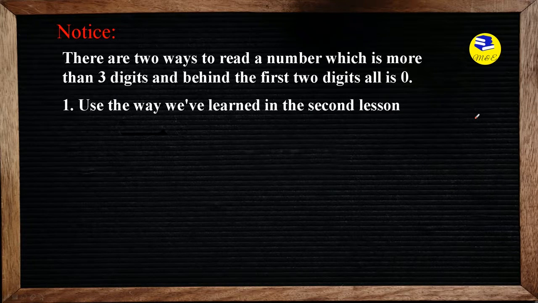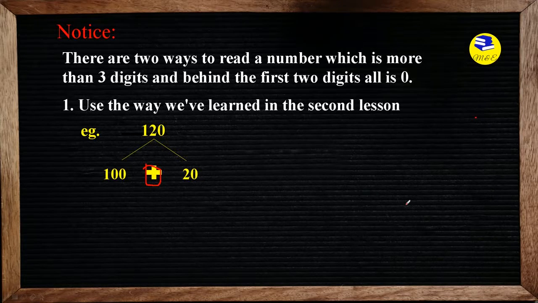Let's see. The first way is what? Use the way we've learned in the second lesson. For example, here, 120. According to the way we've learned in the second lesson, 120 equals 100 plus 20, right? And finally, we just need to omit the plus sign and directly say the numbers out. So it should be "one hundred twenty".